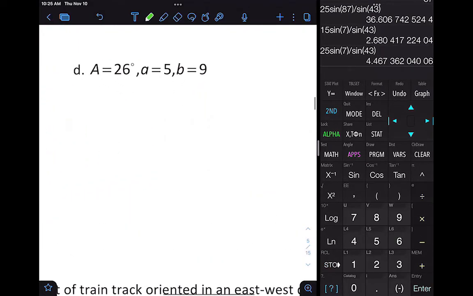Okay, let's give it a spin here. What do we do first? Yeah, make a triangle.